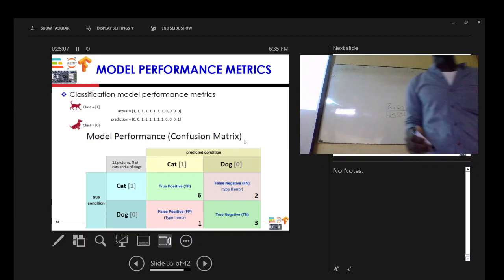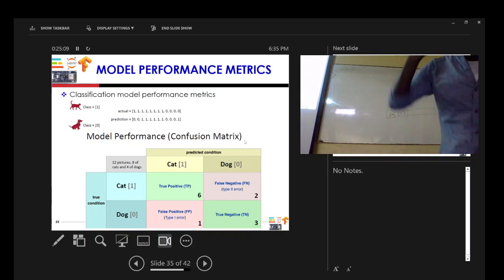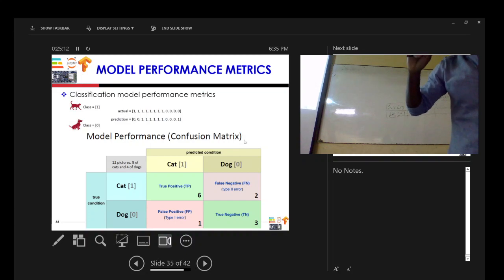So the other one. The what? Type 2 error. Yeah, yeah, false negative.